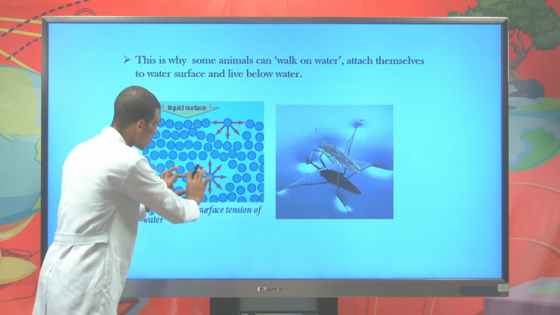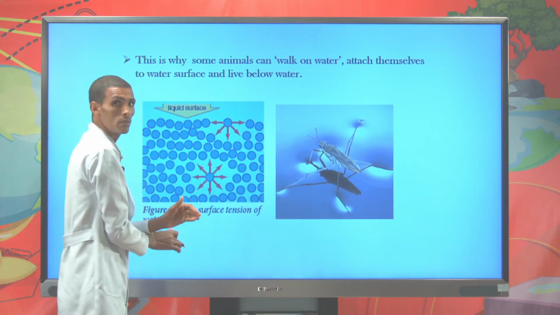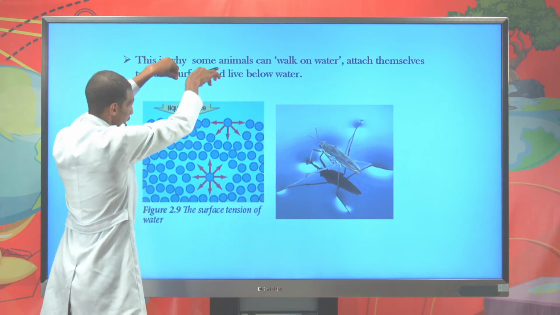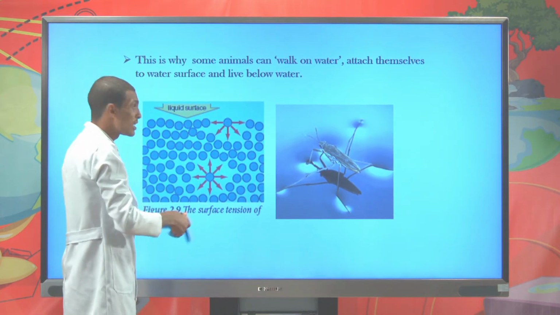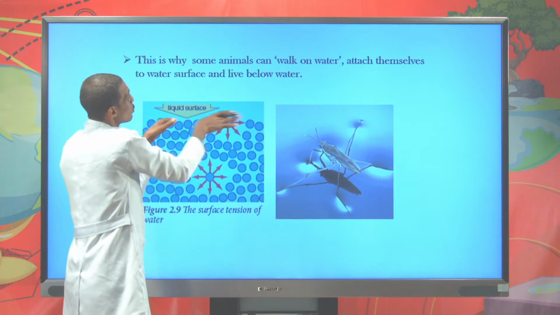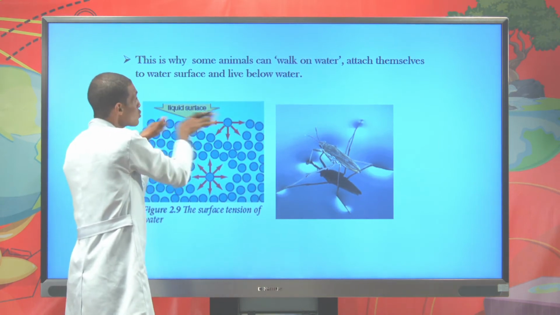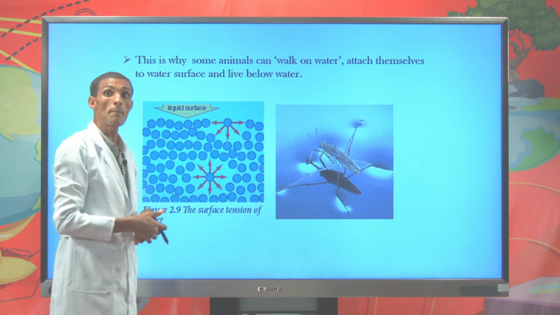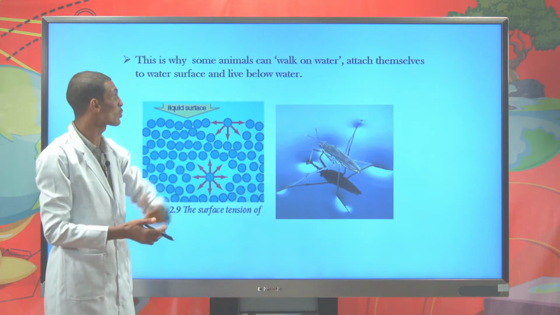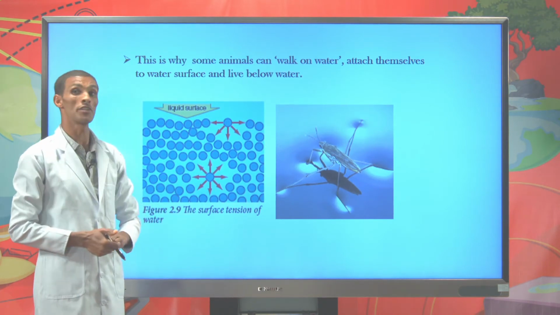There is hydrogen bonding from the sides of the water molecules, but there is no hydrogen bonding from above the surface. So water can hydrogen bond together. There is no breakage here. A balanced force from all sides of the water molecules is said to be high surface tension.